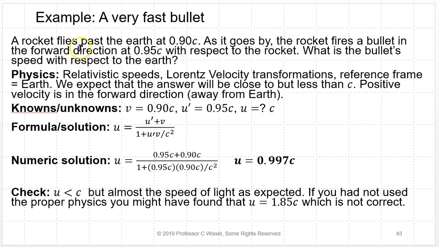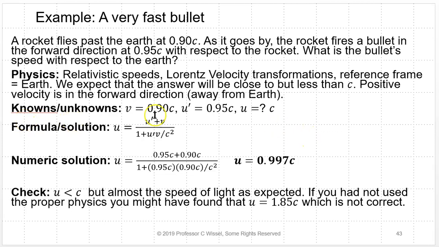Now here's a very fast bullet. A rocket flies past the Earth at 0.9 c. As it goes by, the rocket fires a bullet in the forward direction at 0.95 c with respect to the rocket. What is the bullet speed with respect to the Earth? The physics of this is relativistic speeds. We're going to use the Lorentz velocity transformation. We're going to set the reference frame equal to Earth. We expect that the answer will be close to but less than c. Positive direction is set in the forward direction of the rocket. That's away from the Earth.